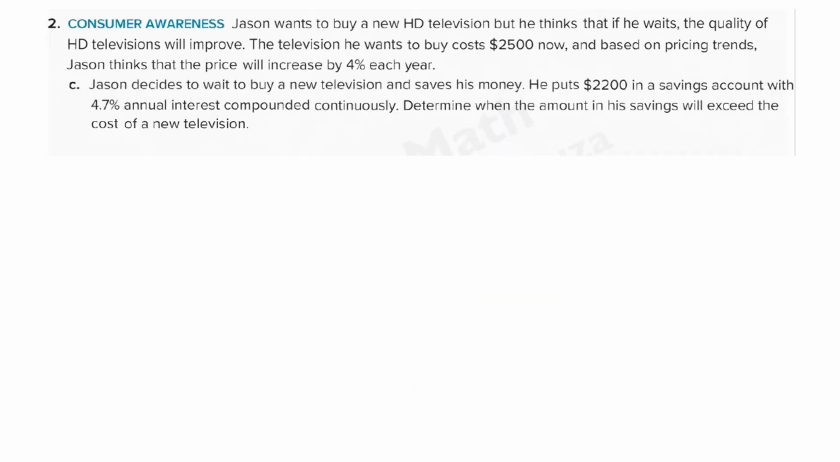So let's solve part C. In this part, Jason decides to wait to buy a new television and saves his money. He puts $2,200 in a savings account with a 4.7% annual interest rate compounded continuously. Determine when the amount in his savings will exceed the cost of a new television. So we will use previous parts A and B also, and exceed means more than.